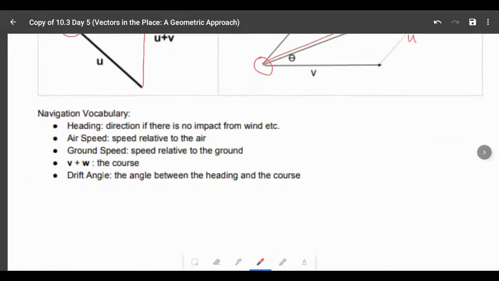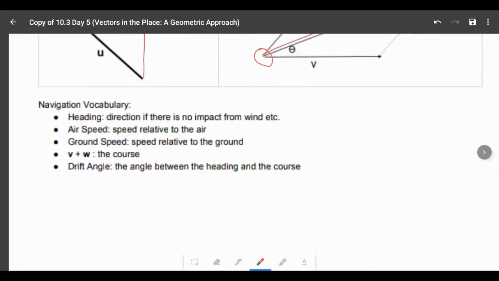Other vocabulary that we're going to run into for this unit is navigational vocabulary. So when we talk about the heading, we are talking about the direction if there is no impact from wind speed or anything else that can affect the direction of something traveling. We also have airspeed, so that is speed relative to the air, and ground speed, speed relative to the ground. In some cases, those two things are the same if there is no air effect.